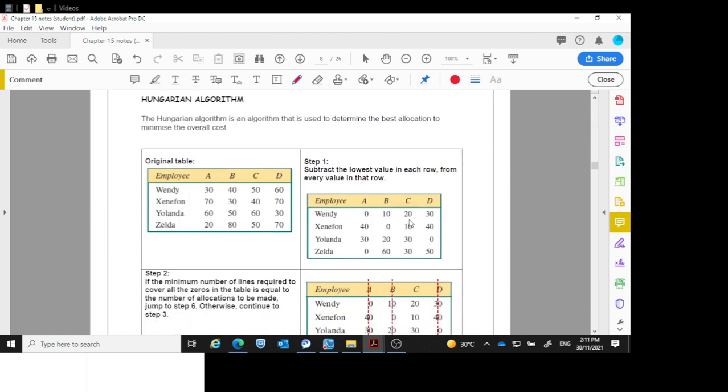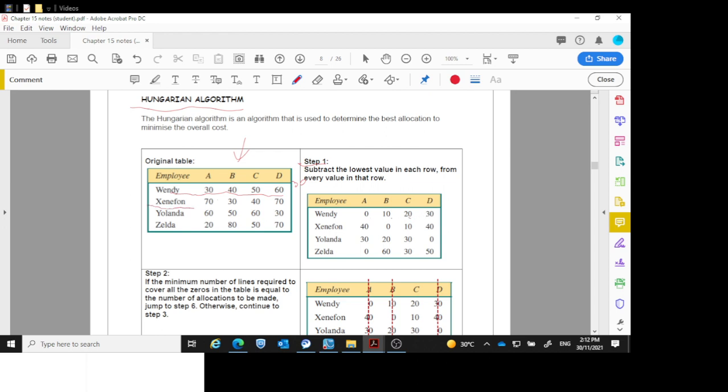We do that using the Hungarian algorithm. Now the steps are written below. This is the original table, and this is where we get our original data from when we're working out our cost. The first step is to subtract the lowest value in each row from every value in that row. So if I look at Wendy's row, the lowest value is 30. So I'm going to subtract 30 from all those numbers, and I get 0, 10, 20, and 30.